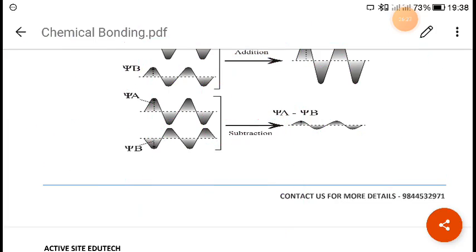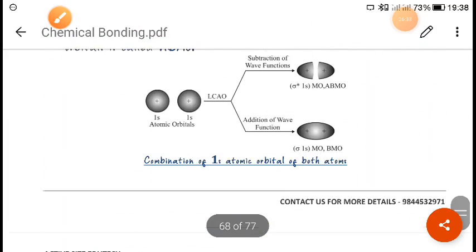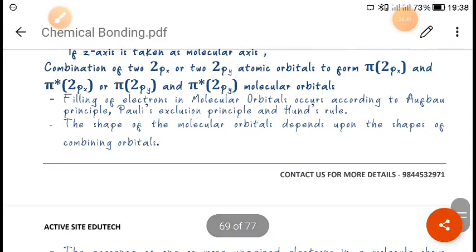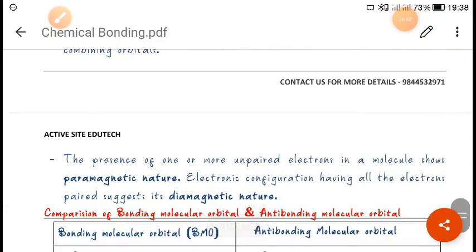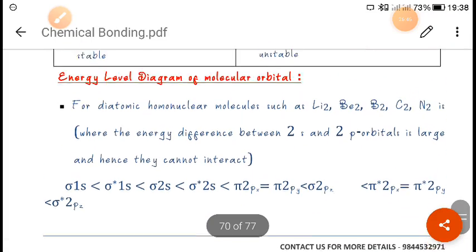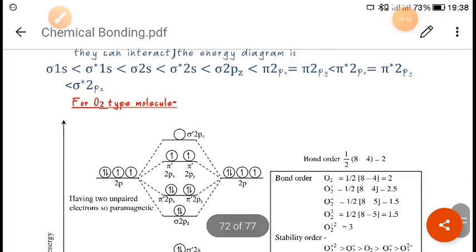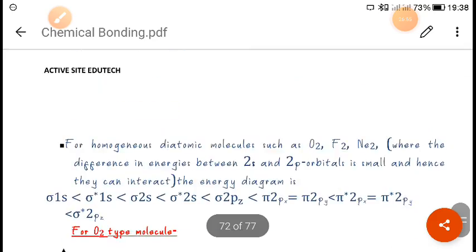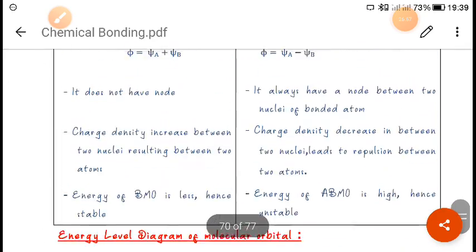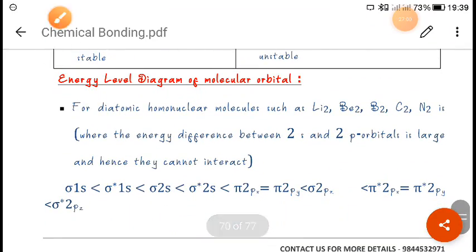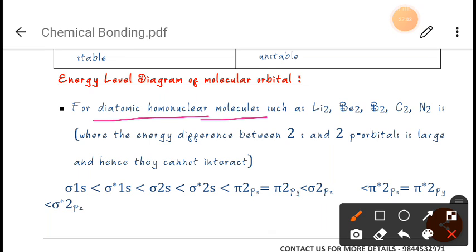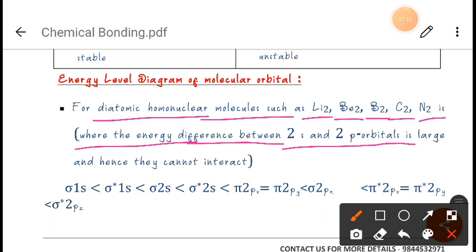So now at last we will see the energy level diagram, which is called the molecular orbital diagram. From an exam point of view, N2 and O2 are very important. This one which is given here, we will discuss from here only. As we know, for diatomic homonuclear molecules such as Li2, Be2, B2, C2 and N2, the energy difference between 2s and 2p orbitals is small, and hence they can interact, right? Just now we have seen that, right?